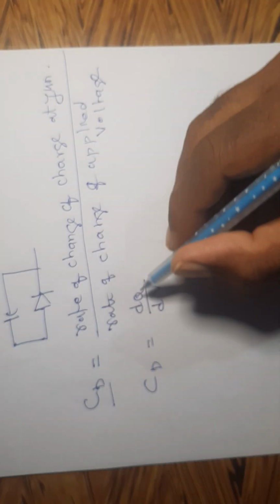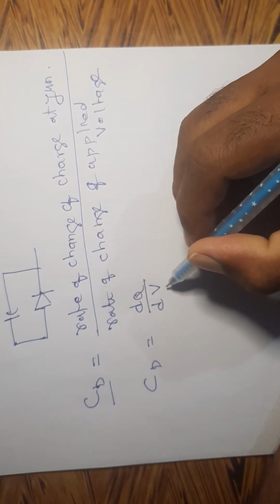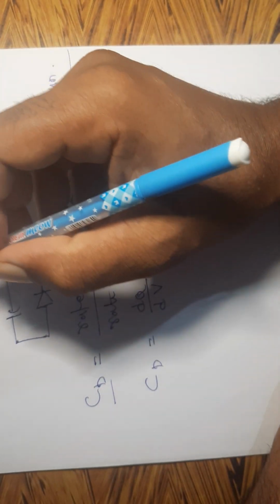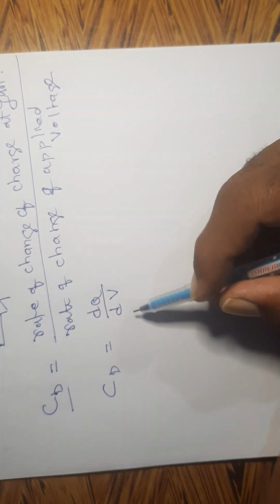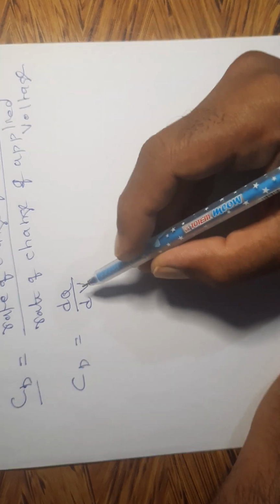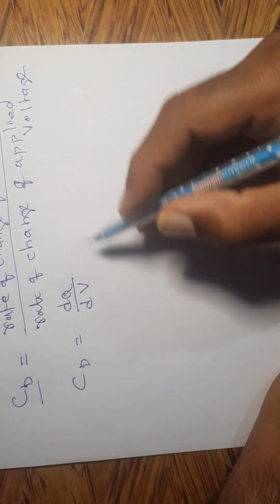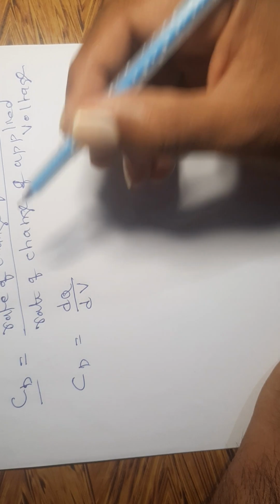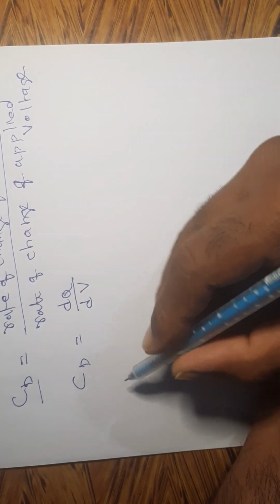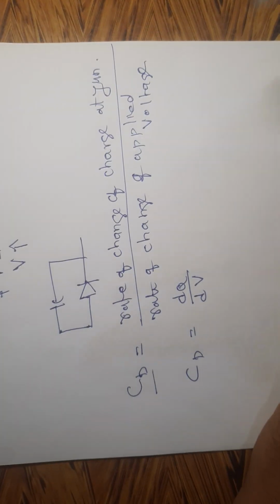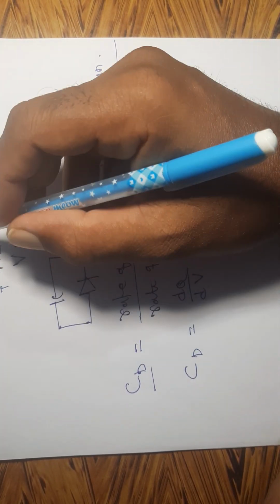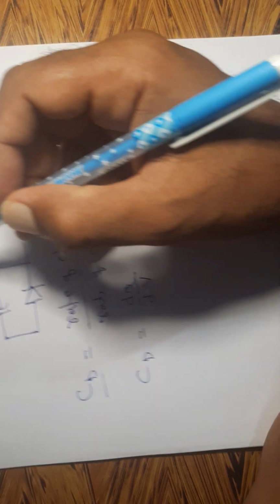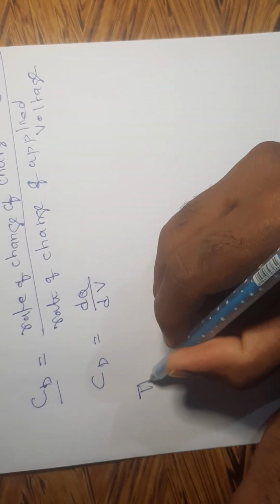So CD equals change in charge by change in voltage. Because of the applied voltage, the width changes: the depletion layer decreases and current will flow. That is what gives CD, the diffusion capacitance. And now we have to find out dq, right? So when you apply forward bias, current will exist.